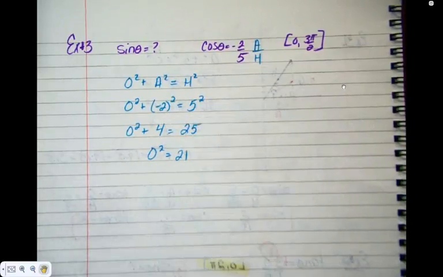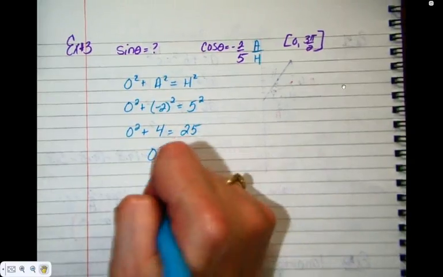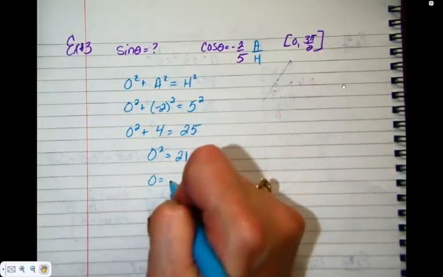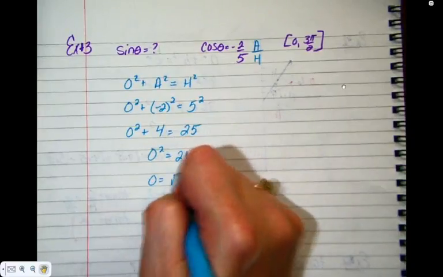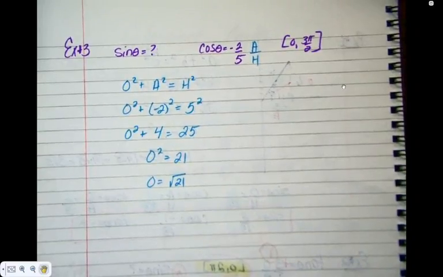21, I heard. How do you get rid of a squared? What's the opposite of squaring something? So O equals root of 21. Simplify. 1 times 21, 7 times 3. Anything in there? No, there's step number 2.